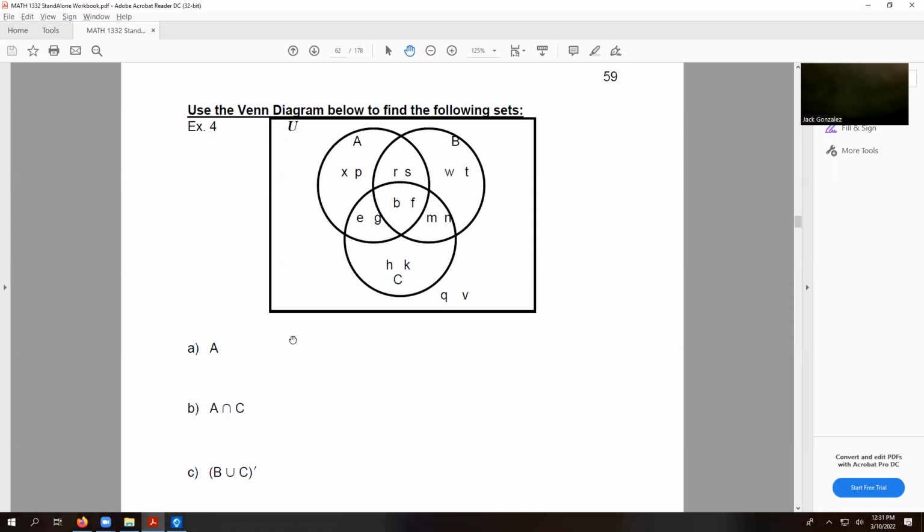So you've got the picture in front of you. Part A, this is example 4, says find set A. So everything inside the circle A, we just write it down. So we got X, P, R, S, E, G, B, F. Got them all, right? What else for A? Yeah, everything inside A, so circle A. So all of these are inside the A, right?